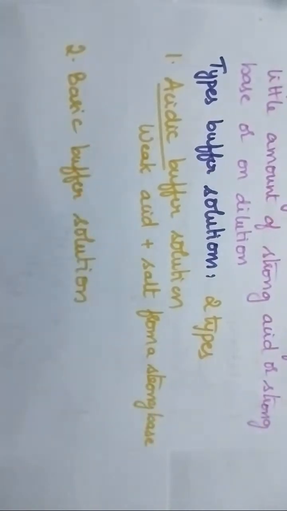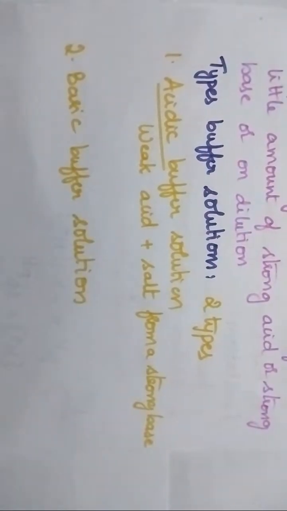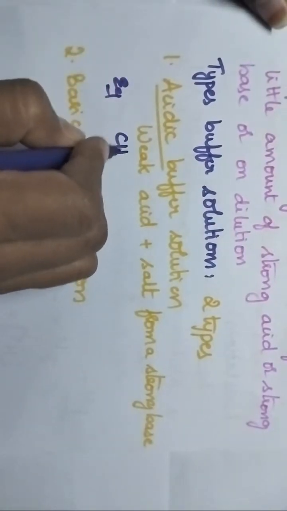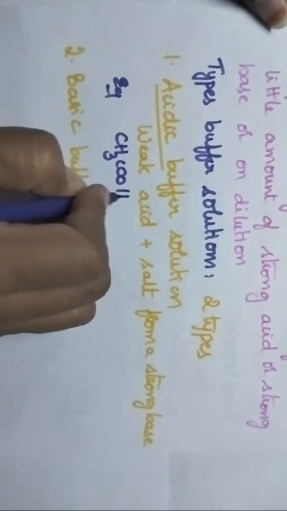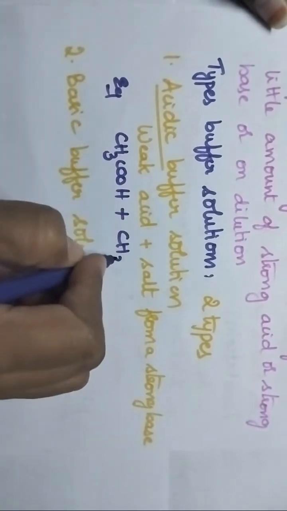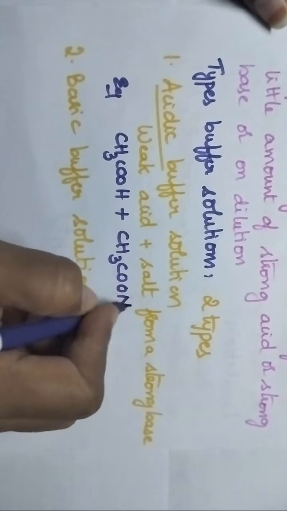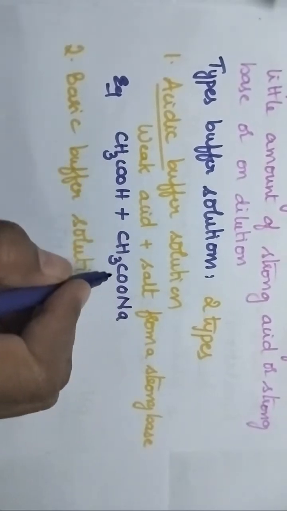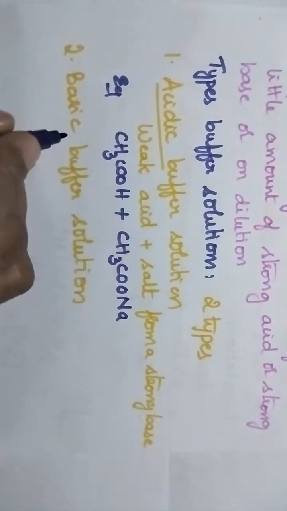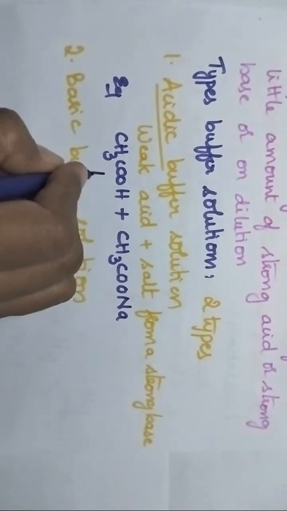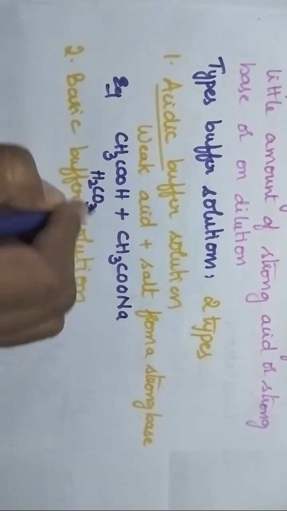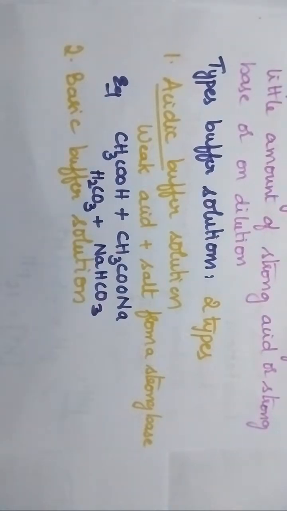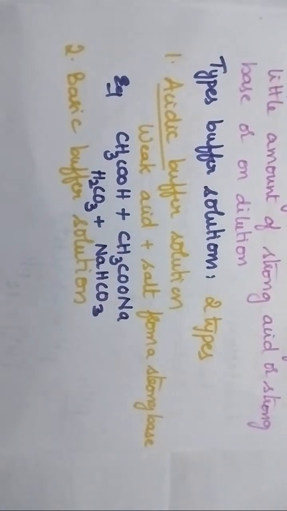So how can an acidic buffer solution be obtained? It can be obtained by considering a weak acid and its salt prepared from a strong base. Hence CH3COOH, acetic acid, and sodium acetate are good examples of an acidic buffer solution. Another example is carbonic acid and sodium bicarbonate.